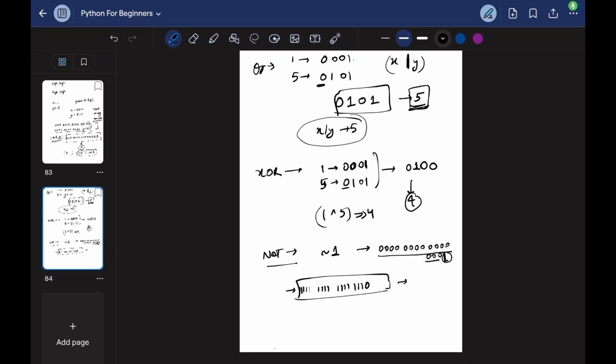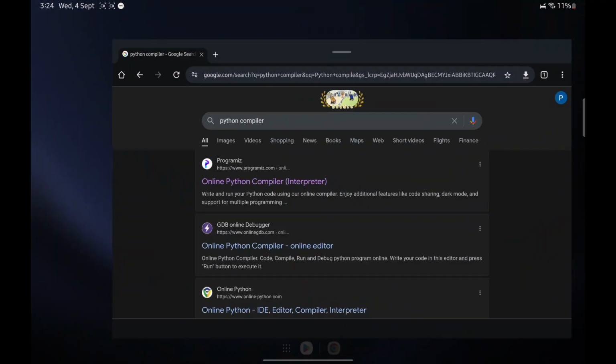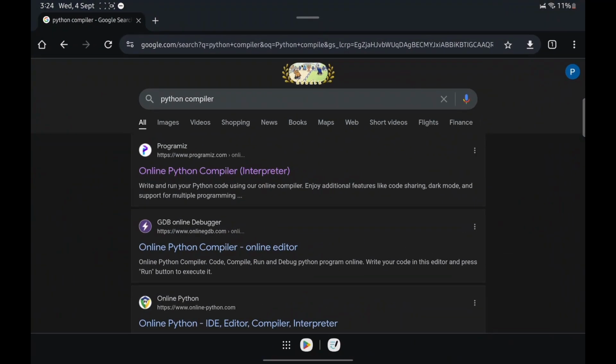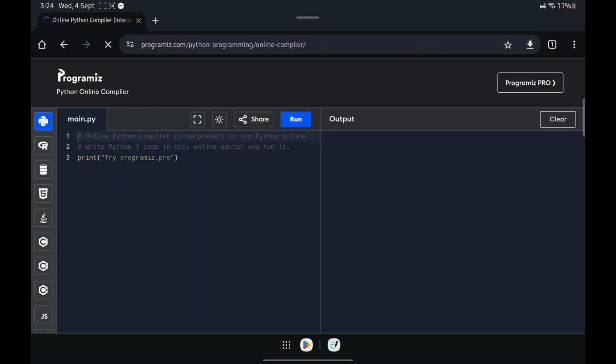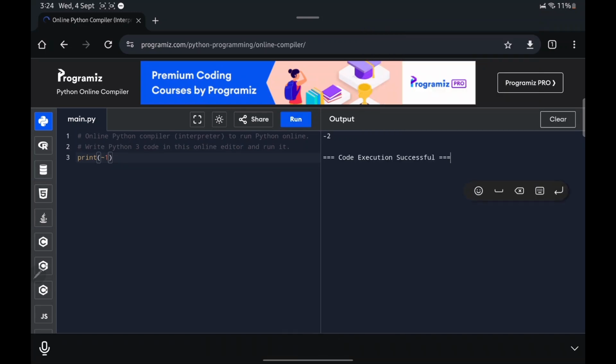I'm not sure what the value for this one will be, so we can just go to the Python compiler and check for it. So this is an online Python compiler, and I prefer it most of the time. Anyways, where is the tilde sign? Tilde and 1. So if I try to run this, the answer for this will be -2.